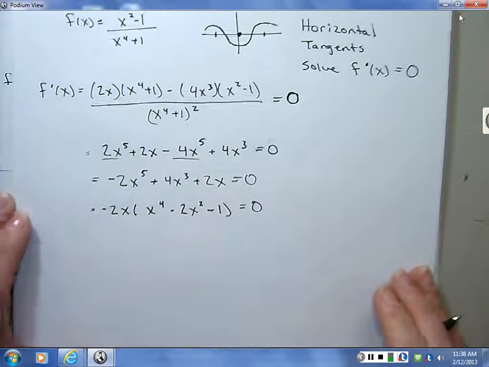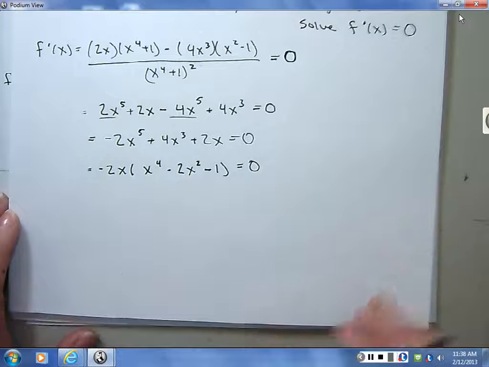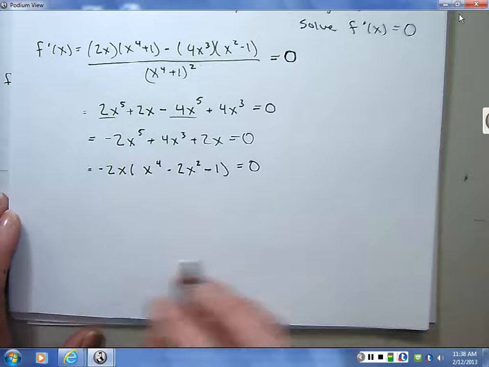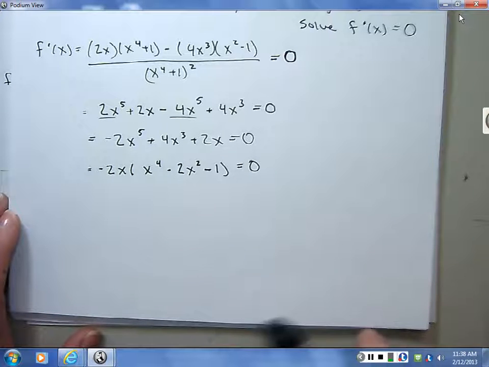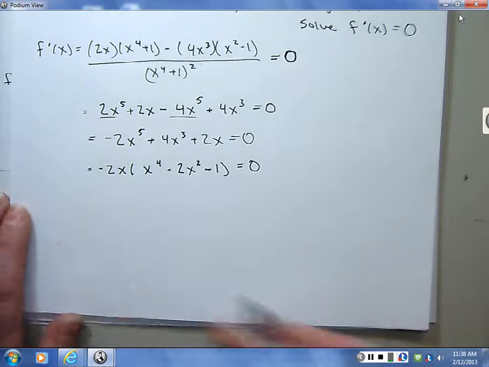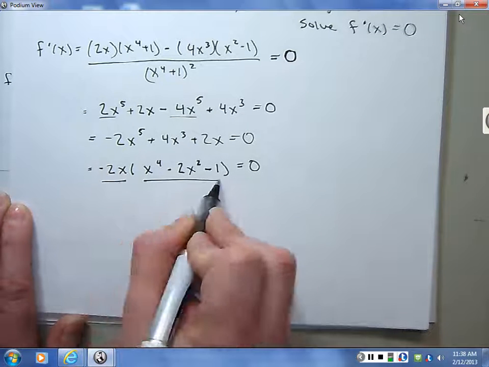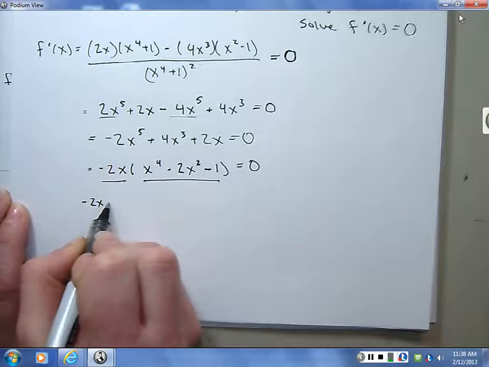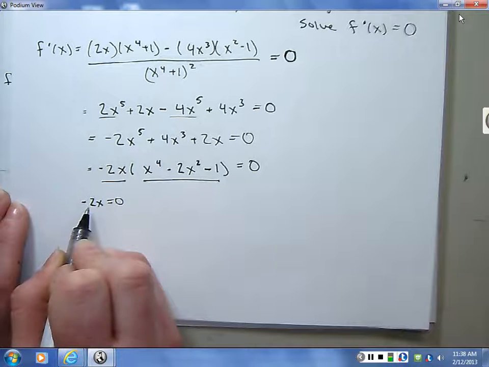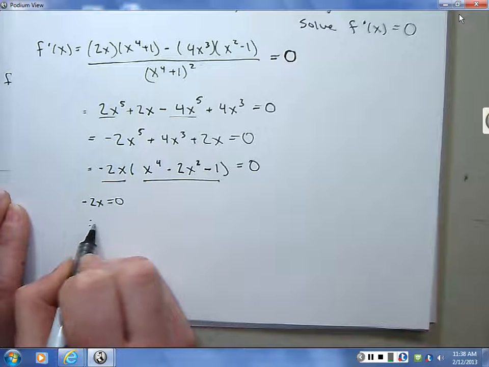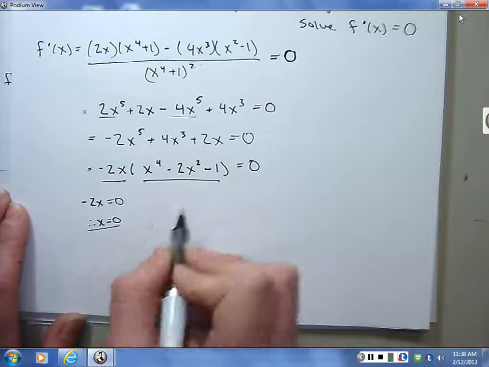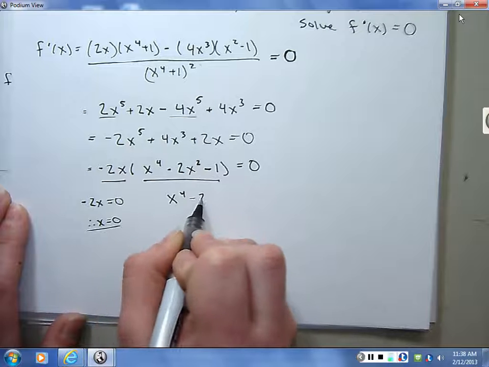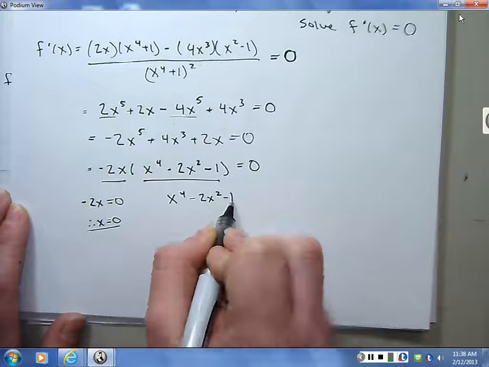Right? And you guys know the zero product rule. If a times b equals 0, then a equals 0 or b equals 0. So then this term equals 0 or this term equals 0. So when does minus 2x equal 0? When x is 0, right? And then when does x to the 4th minus 2x squared minus 1 equal 0?